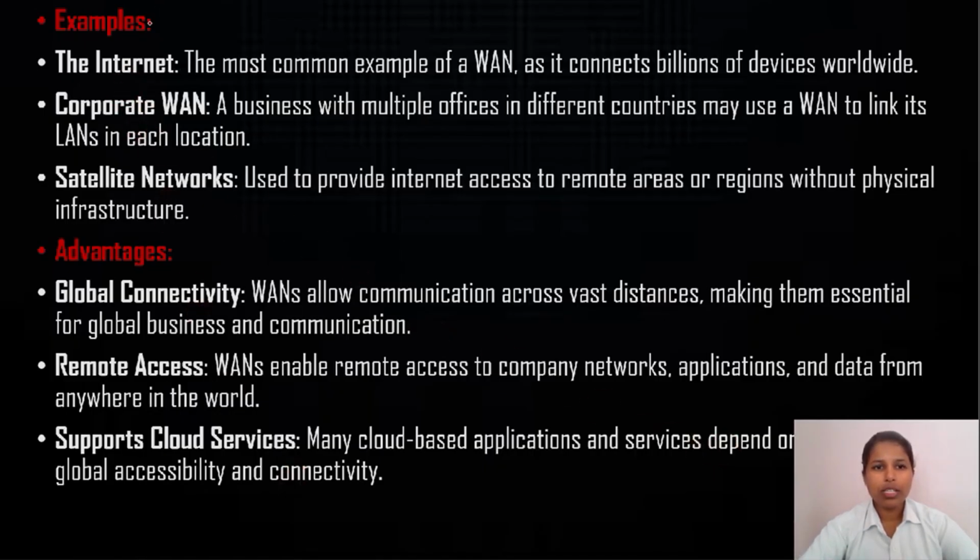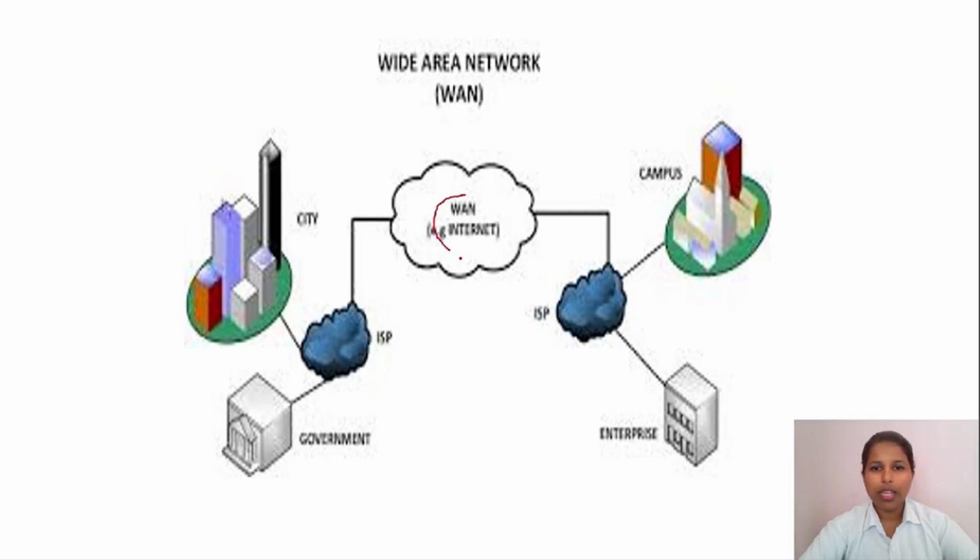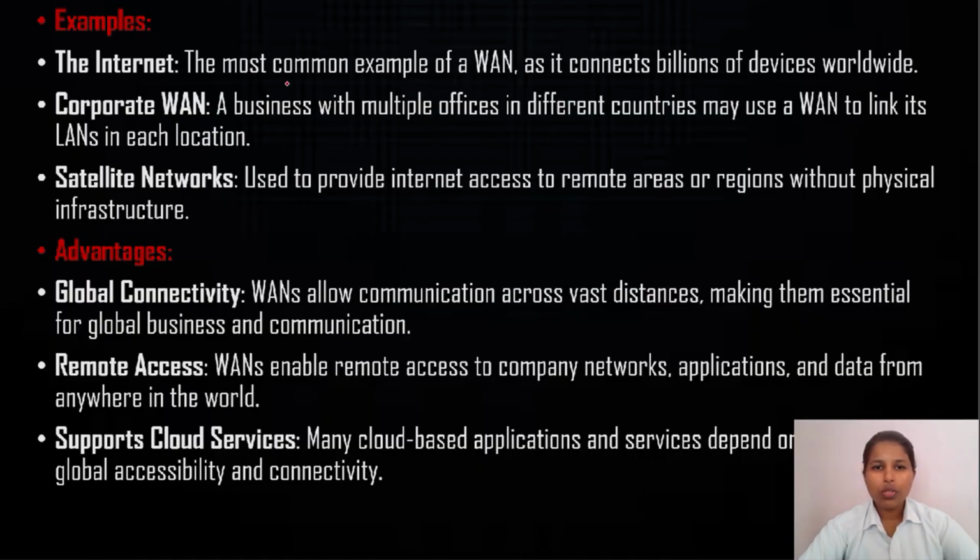First one is the internet. As we saw in the picture, the WAN is connecting with the internet. The internet is the most common example of WAN we use. As we all know what the internet is, it connects billions of devices all over the world. We know how the internet works: it goes under the ocean and connects worldwide. So that is how the WAN works.